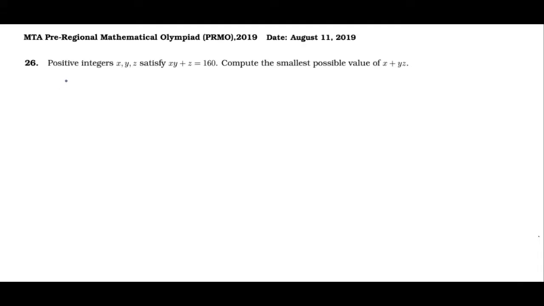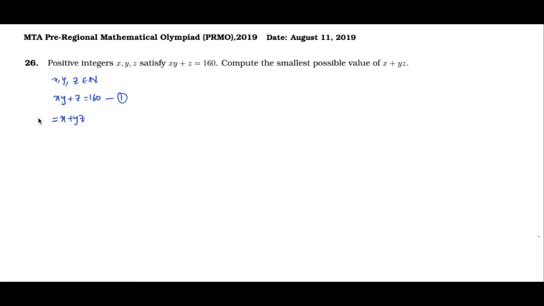Question number 26. Positive integers x, y, z satisfy xy + z = 160. Let us call this equation 1. Compute the smallest possible value of x + yz.